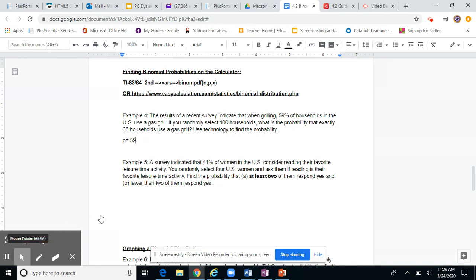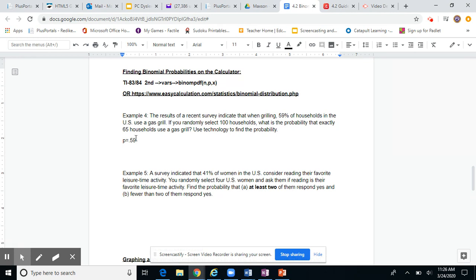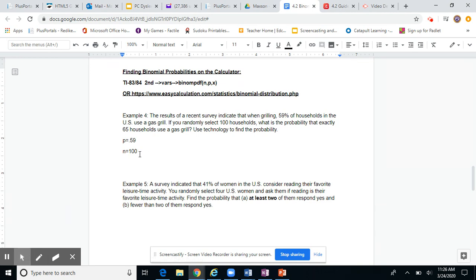Next, your number of trials would be 100, because it says you randomly select 100 households. So that's our total that we are surveying here, our number of trials. And we want exactly 65 to be a success, to have a gas grill. So that would be our x, which on the website is shown as r.